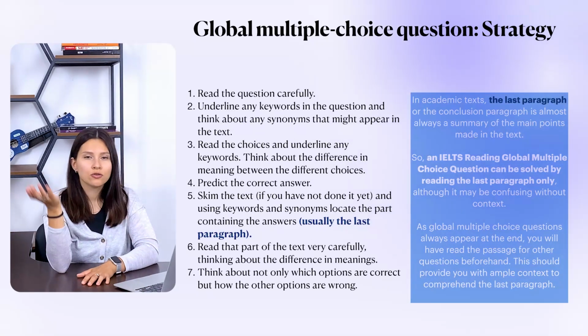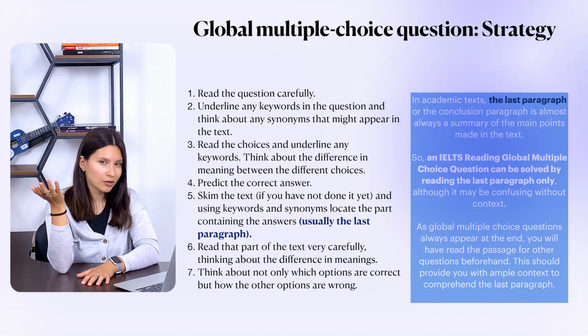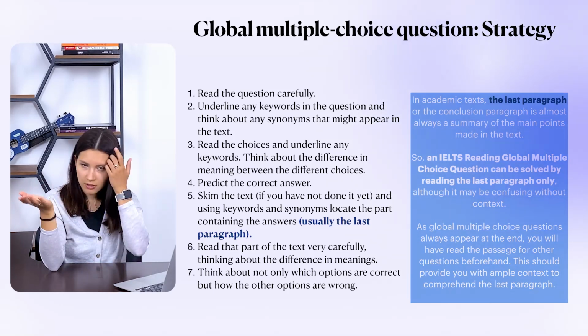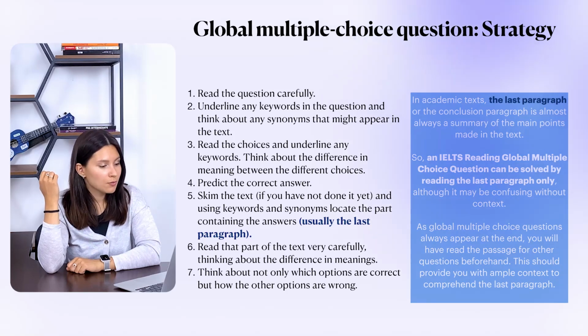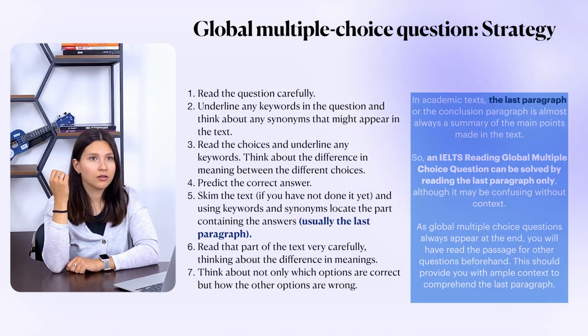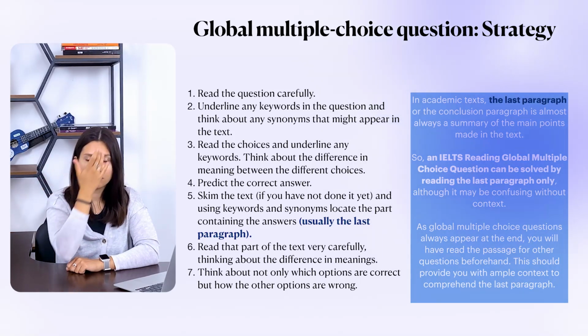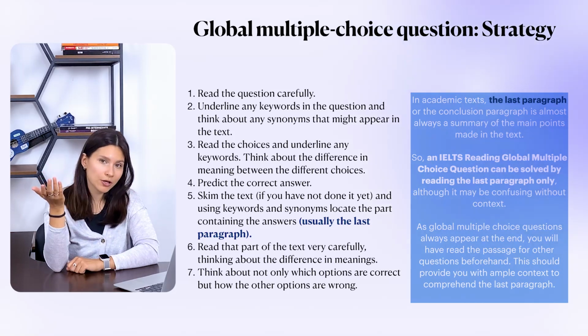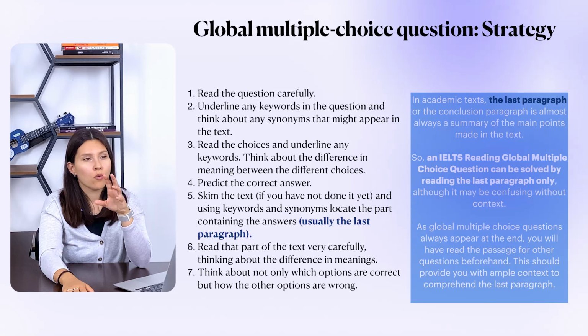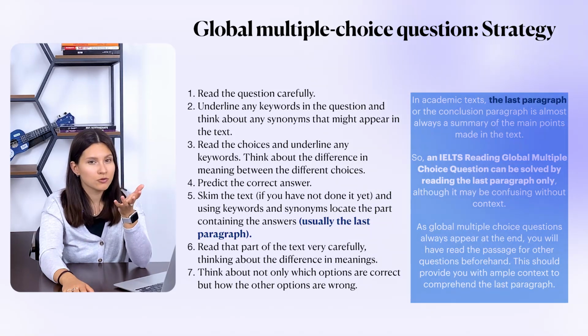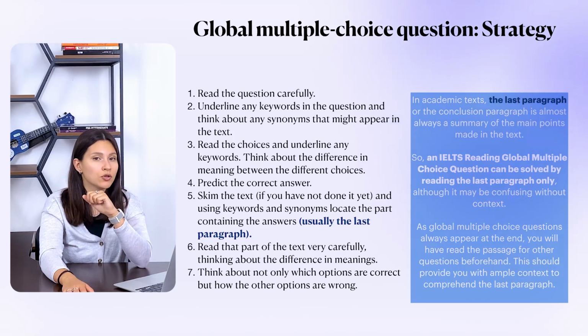So how do you approach this type of task? The strategy: read the question carefully, as usual, underlining keywords in the question, think about the synonyms that might appear in the text. Yes, read the question, underline the keywords in the question. Maybe there is something like qualifying words, right? Or okay, we'll see from the example, and it will be clear for you how to deal with this one.